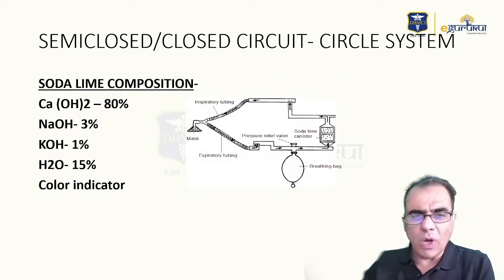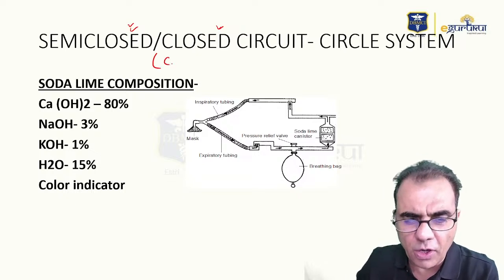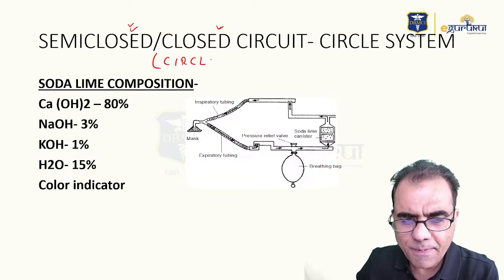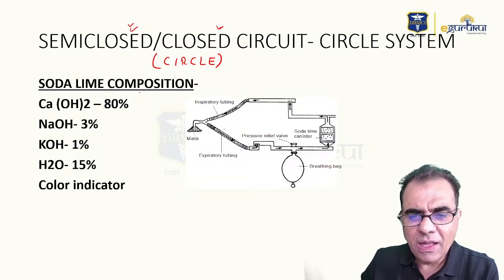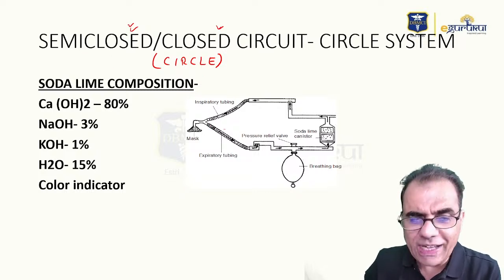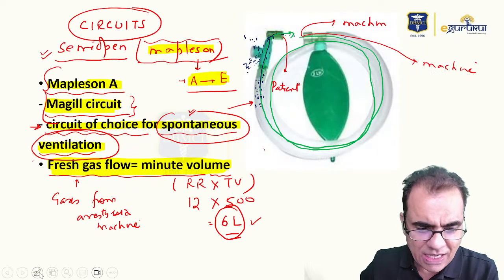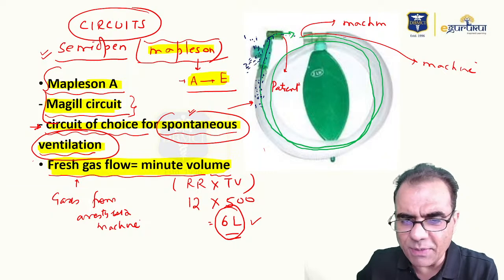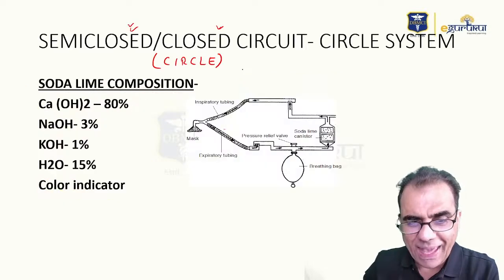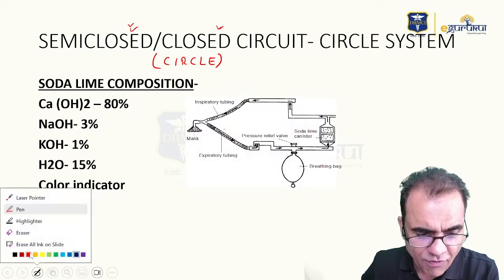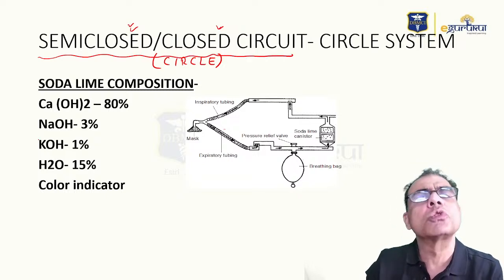Second, I told you semi-closed and closed are more popularly called the circle system. So what will happen? You can see gases are not venting out into the atmosphere. In open circuit, and in semi-open circuit, we have seen that the majority of the gases are venting out into the atmosphere. But here, gases are not venting out into the atmosphere. So they are called semi-closed and closed circuits.